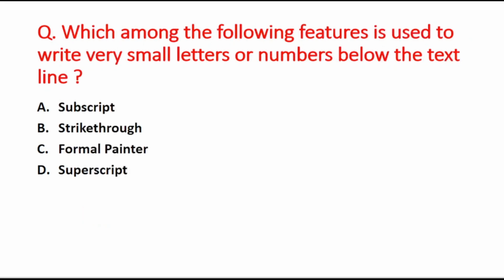Next question is, which among the following features is used to write very small letters or numbers below the text line? Your A option is subscript, B option is strike through, C option is format painter, यहाँ पर format painter आना था, and last option is superscript. So right answer is option A, that is subscript. For example, X2.